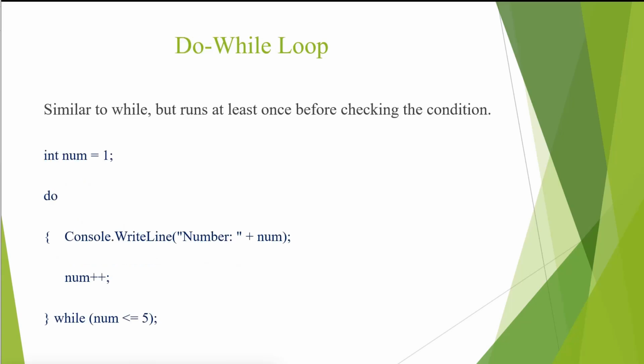A do-while loop is just like a while loop, except it always runs at least once before checking the condition. This is useful when we need to ensure a piece of code executes at least once, like when asking for user input. In this example, "number" and the value of variable num prints at least one time, even if num is already greater than 5.